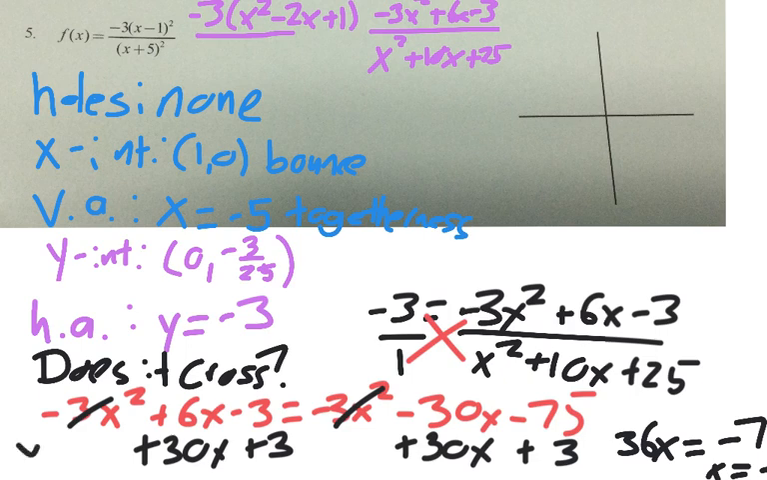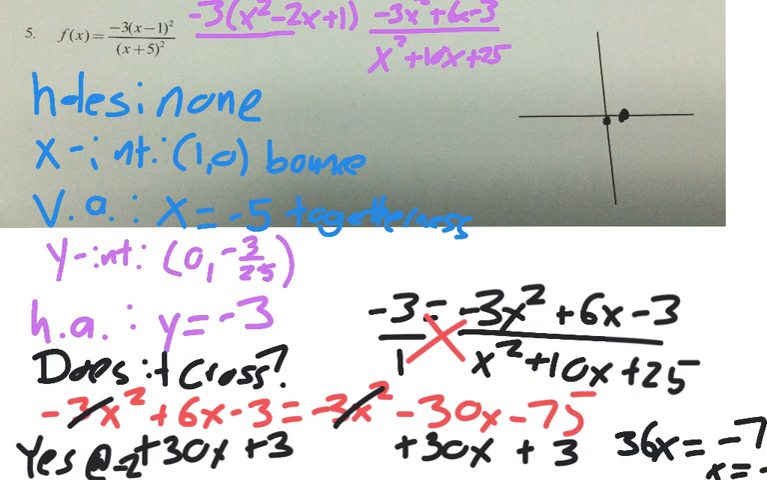So, does it cross? Yes, at -2. Okay, so I'm going to take all this information and try to graph it. So I have an x-intercept at (1, 0). It's going to bounce. I have a y-intercept at -3/25. That's just going to be somewhere right here.